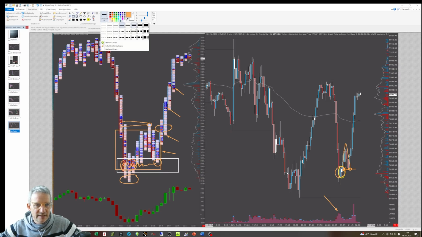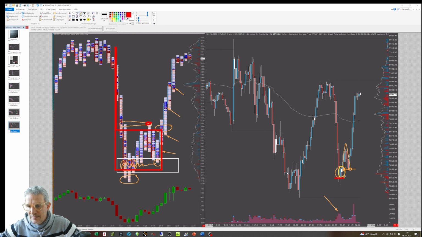I do it in another color, like a B structure. Here is the first high. We can do the same here, and we see the first high, it comes back, and over the high the market goes very fast, and the exit of this trade is over the start of the impulse.